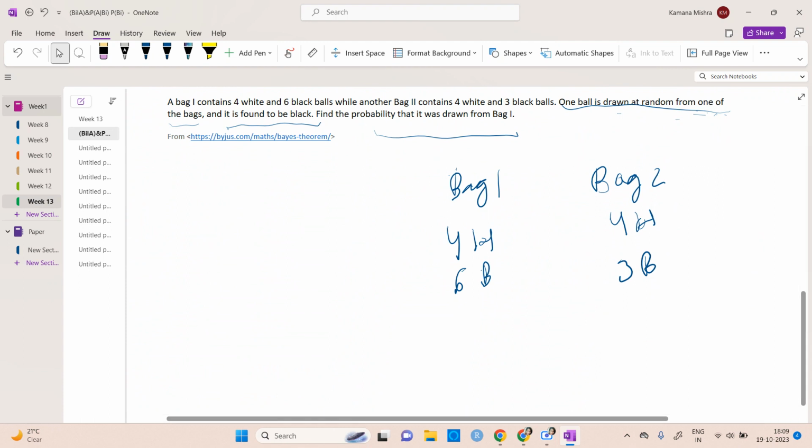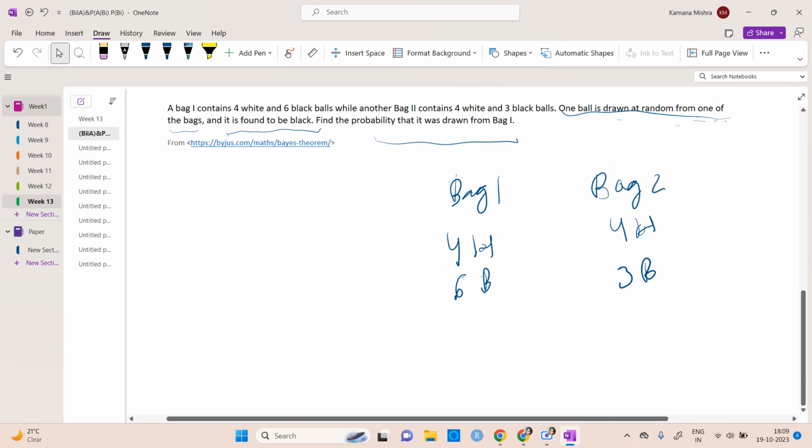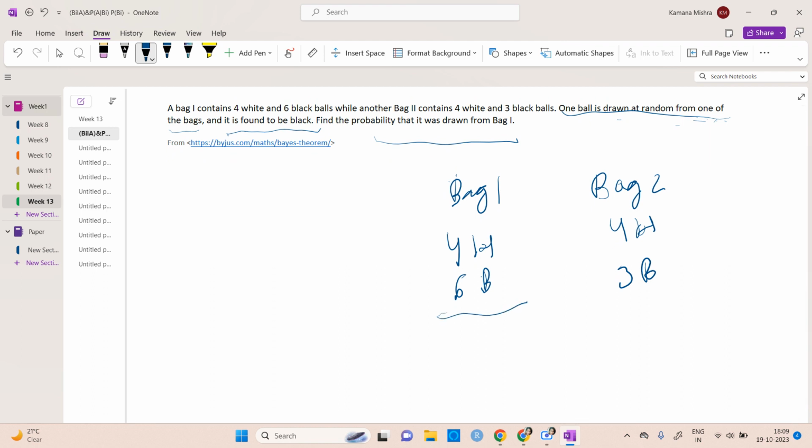It is not given that we are choosing this bag three times out of four and this bag one out of four. It is not given. Okay. So when it is not given, what we consider is that the probability of choosing any bag is equal.